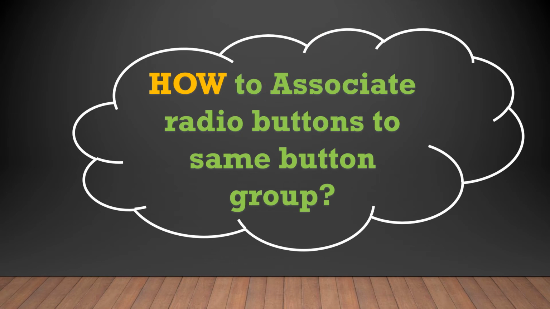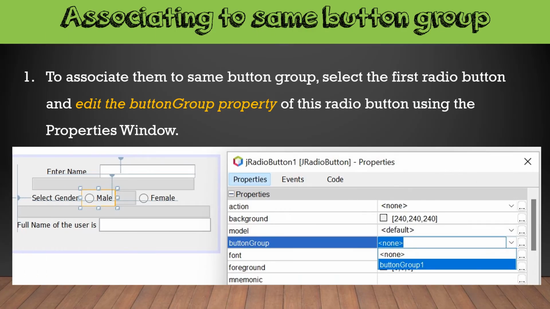So we have understood why we need to associate these buttons to the same button group. Now we are going to understand how to do this. To associate, first of all, you will go to the first radio button, right click on it, and select the properties option, or you can directly go to the properties window for the first radio button. Here you will select the button group property, and after it, in the down arrow, you can see the option button group 1. You have to select it.